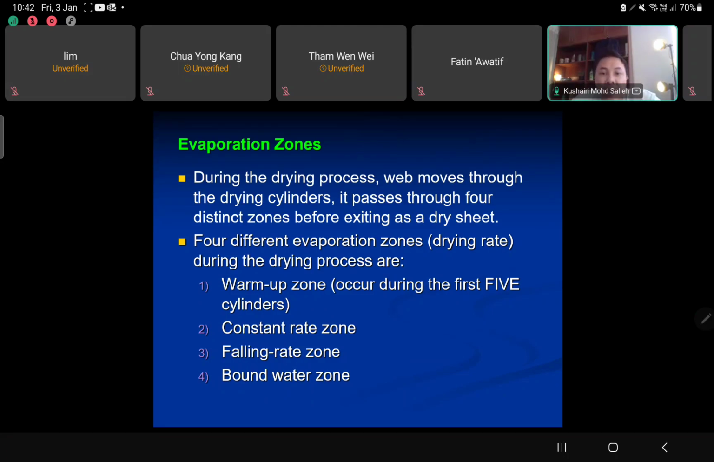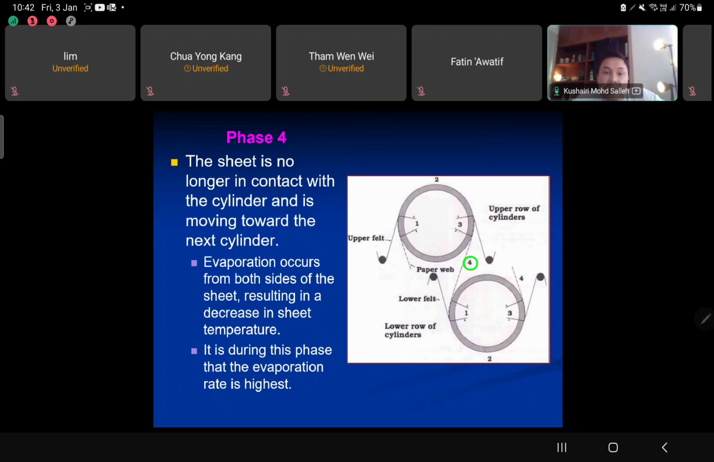So we are talking about the evaporation zones. During the drying process, the web moves through the drying cylinders. It passes through 4 distinct zones before exiting as a dry sheet. So 4 different evaporation zones. We are talking about the warm-up zone, and this is the phase of what happens in each cylinder.